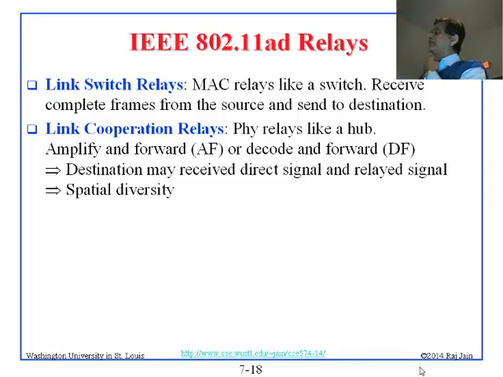Now, here's the thing. It is possible that the destination may receive two signals, direct signal and relayed signal. And then it has to be smart enough to combine them so that it benefits, not interferes.